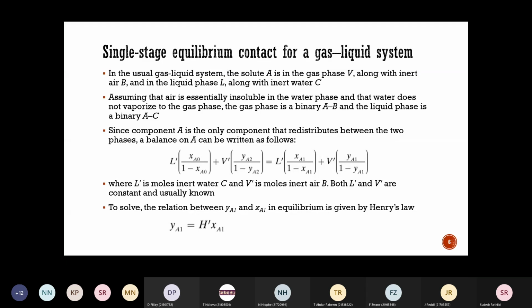Since component A is the only component that redistributes between the two phases, a balance on A can be written as follows. Now I'm going to leave this for you to derive. You're going to derive this equation. We did a balance.